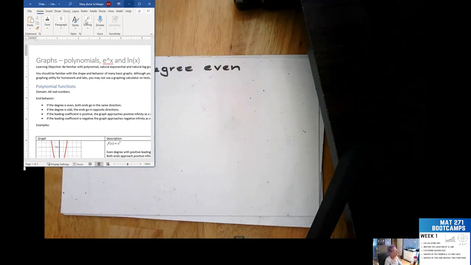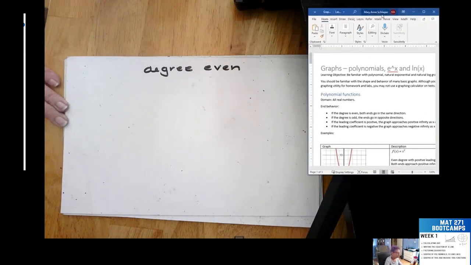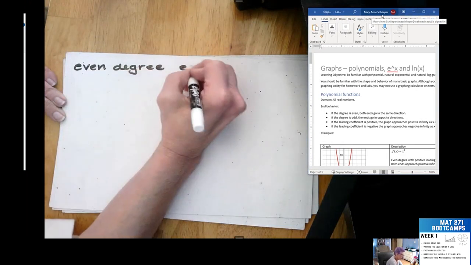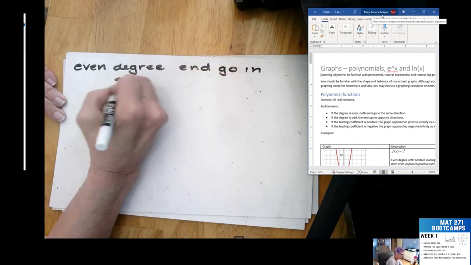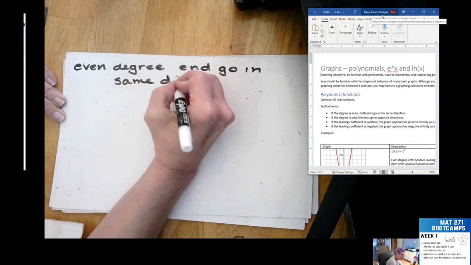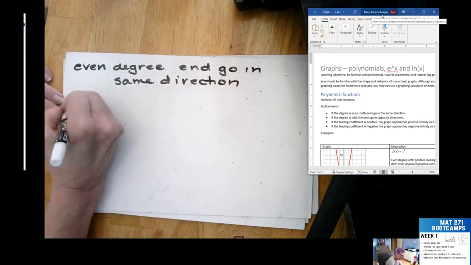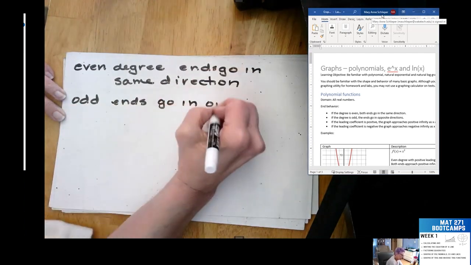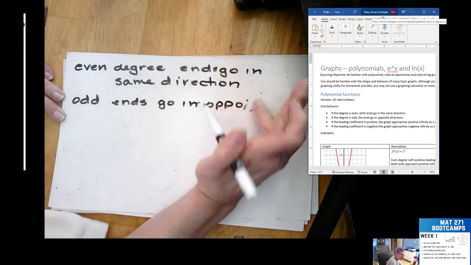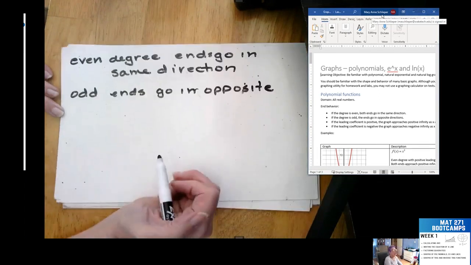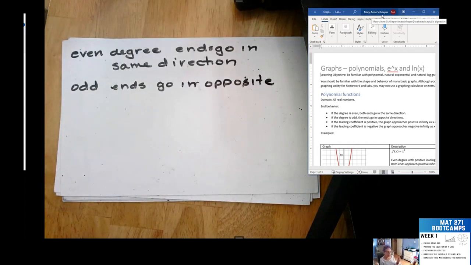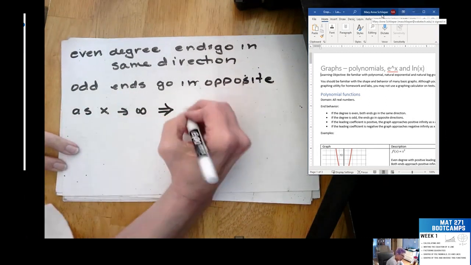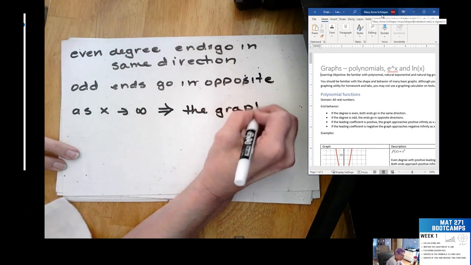their ends go in the same direction. If the degree is odd, the ends go in opposite directions. No matter what, the positive end, as x approaches infinity, the graph goes in the direction of the leading coefficient.